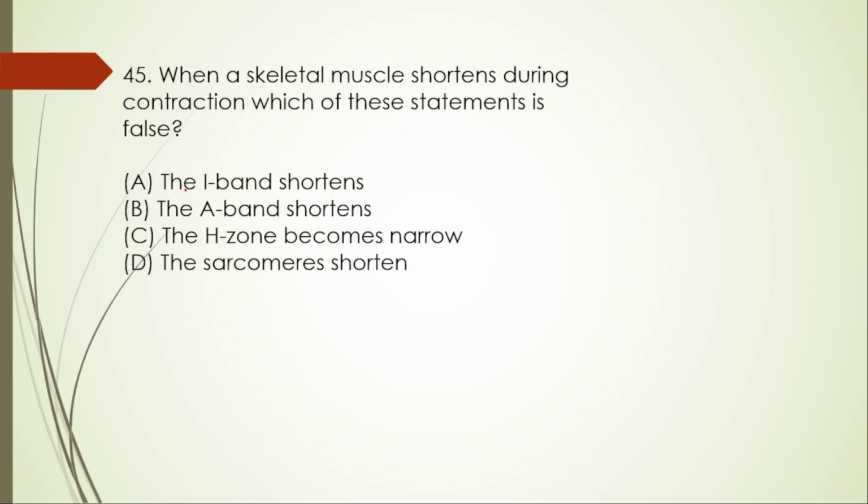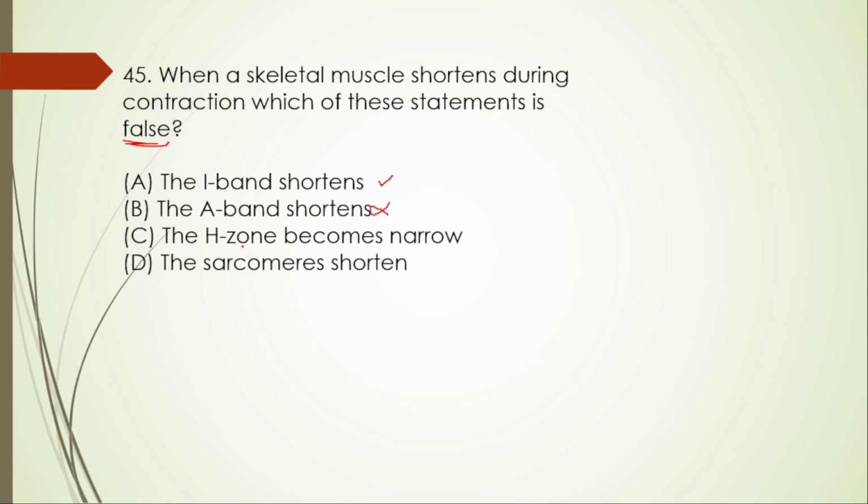Next, 45th question. When a skeletal muscle shortens during contraction, which of these statements is false? False, he is asking. A. I band shortens. Right. B. A band shortens. No, A band won't shorten. A band remains the same length, because it represents the length of the thick filament which does not shorten. That's why this one is false.